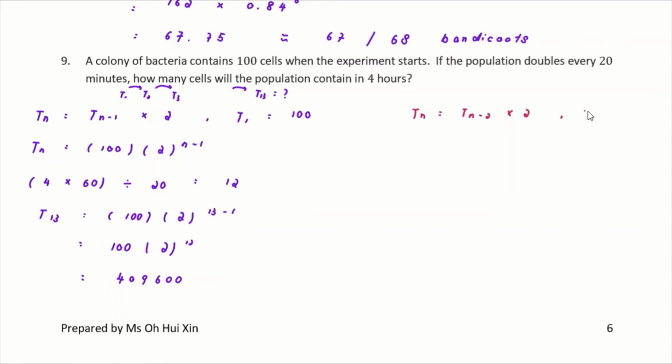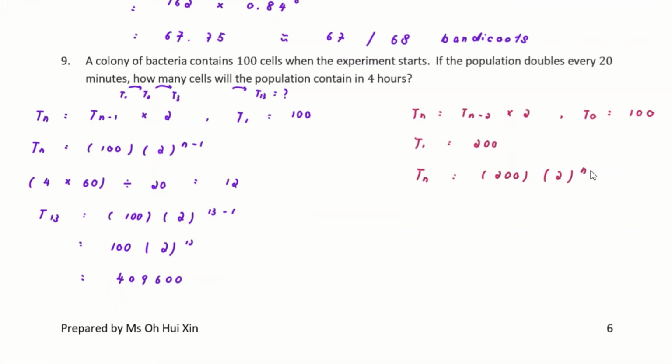That's why it will be T0 equals 100. Why is that 0? Because it's 0 minutes. After the first 20 minutes, only then do I count it as my T1. So how do I get my T1? My T1 will be equal to 100 times 2, that gives us 200. So when you write your n-th term rule, it will be 200 times 2 to the power of n minus 1.